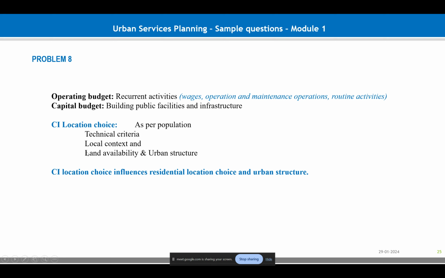And now these are the location choice. So what are the factors which influence? The technical criteria, then the local context, that is what I was explaining. Based on the local requirement of the people, the local context influences. Now the last one, this CI location choice influences residential location choice and urban.